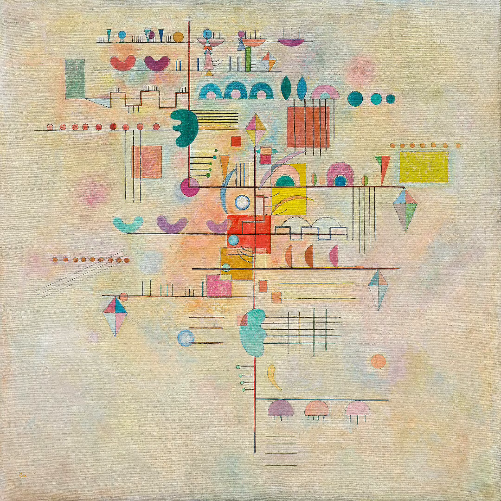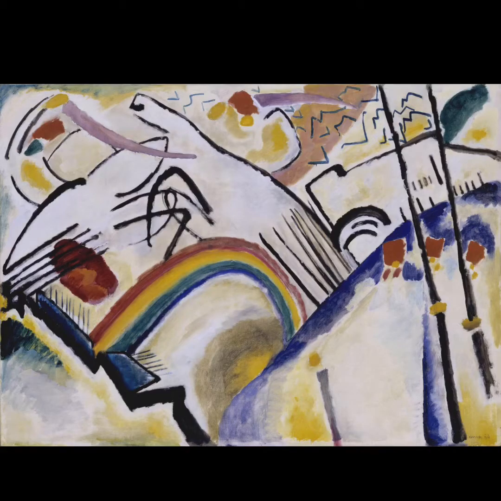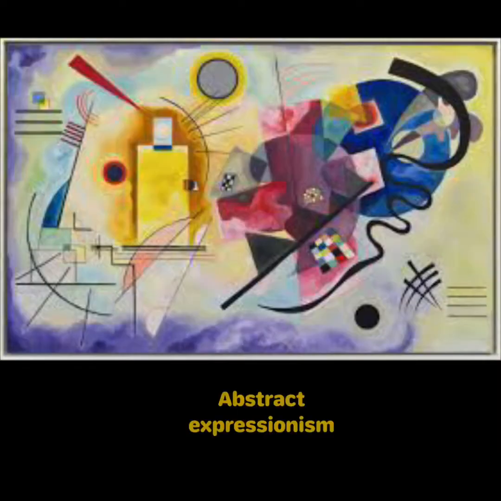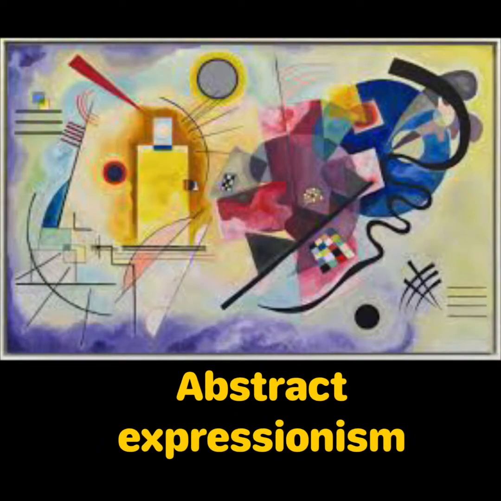This example has lots of straight lines. And this one shows lots of different kinds of lines. Kandinsky is an example of an artist who used abstract expressionism. He tried to show feelings and emotions through lines and colors in his art.